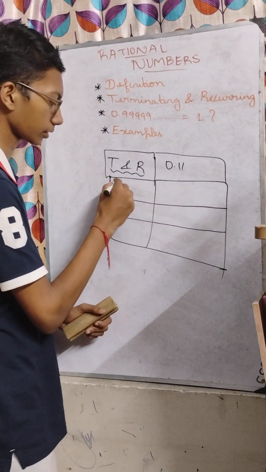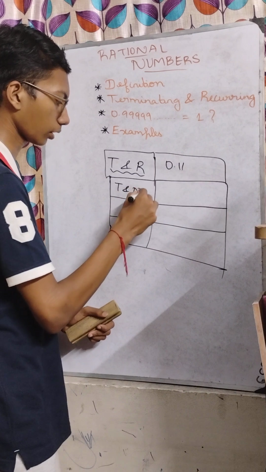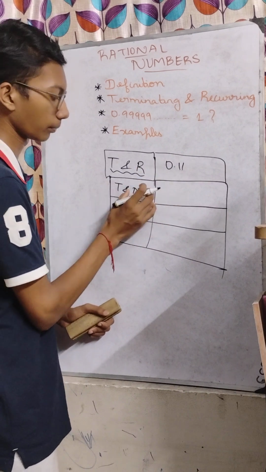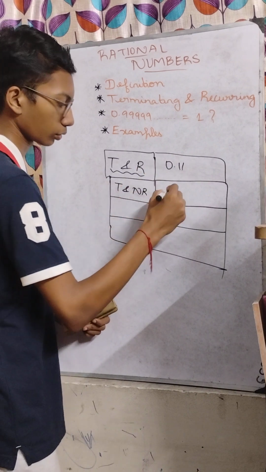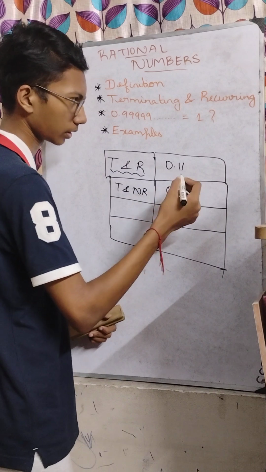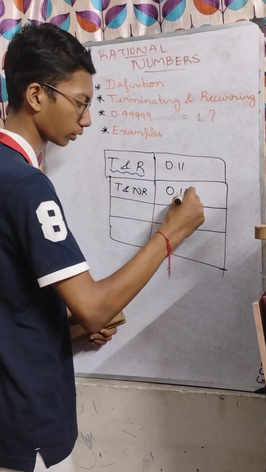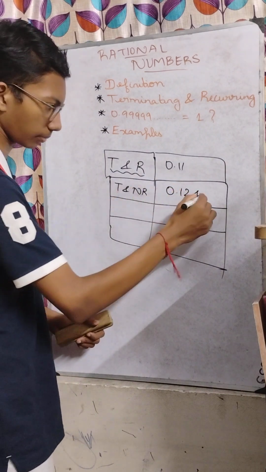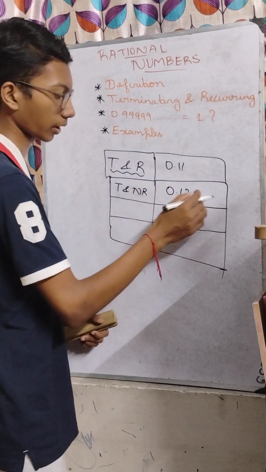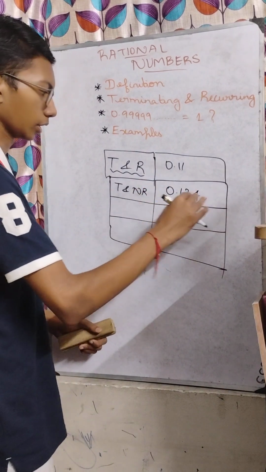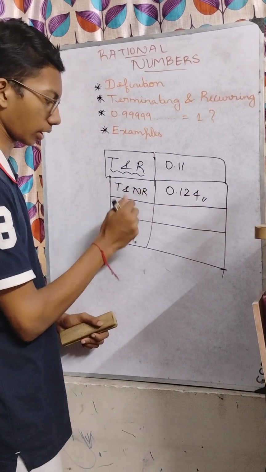So the next thing is terminating and non-recurring. So it must stop, but it should not be recurring. Let's take another example like 0.124. This is terminating, it stops, and it is non-recurring, it does not have any repetition. So that is the thing with terminating and non-recurring.